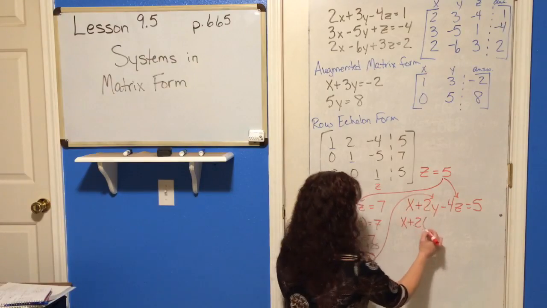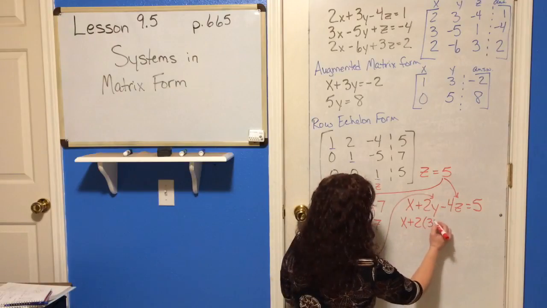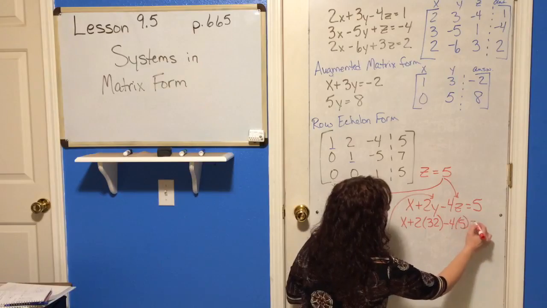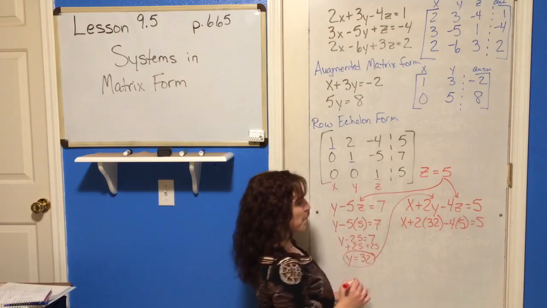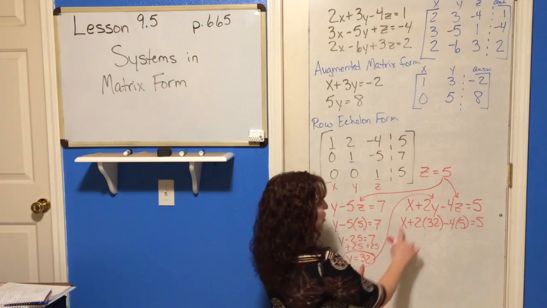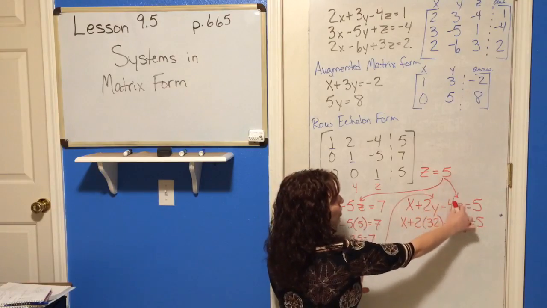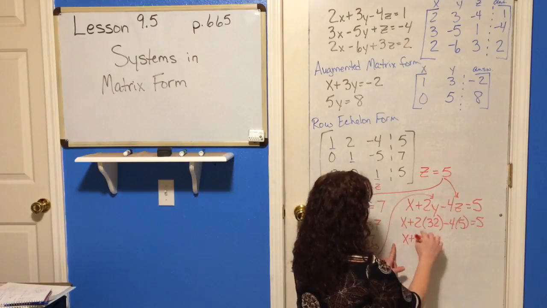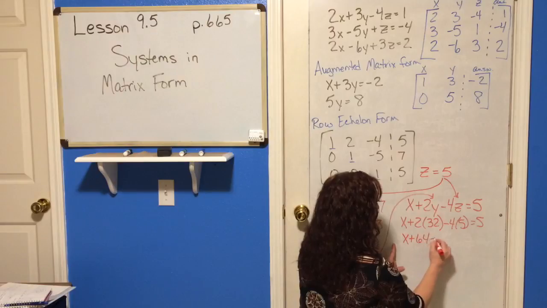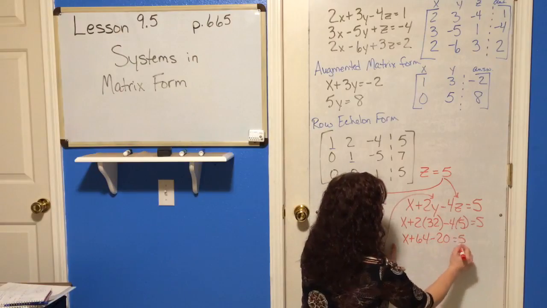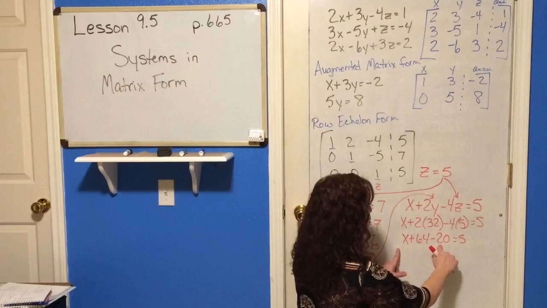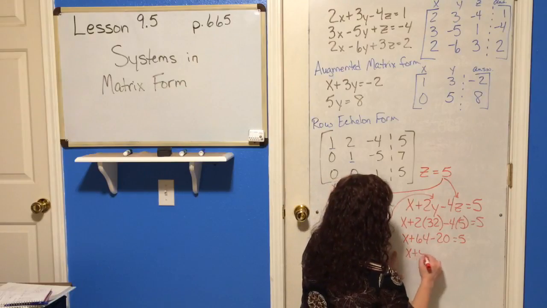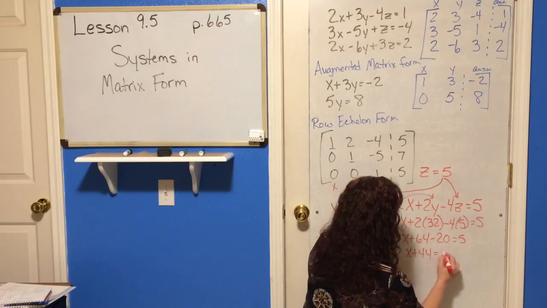X plus 2 times 32 minus 4 times 5 equals 5. So did you see where I put that? So the 32 goes in for Y, and the 5 goes in for Z, and now I'll be able to figure out what the X is. So X plus 2 times 32 is 64, minus 20 equals 5. 64 minus 20 is what? So 44? Is that right? X plus 44, yes, equals 5.